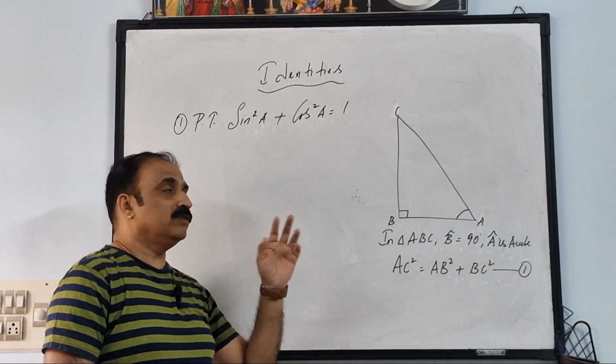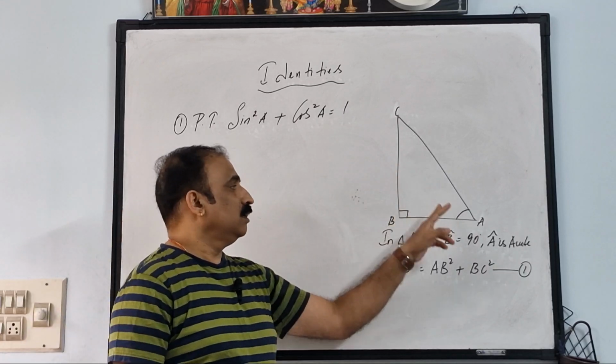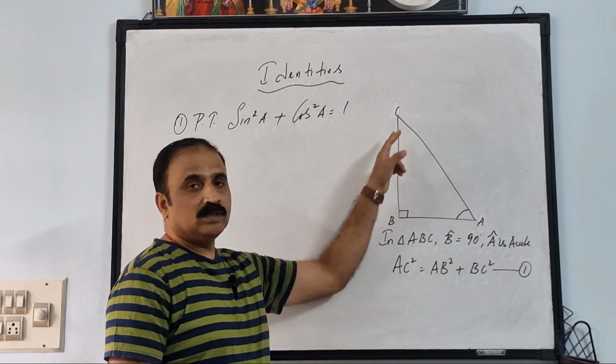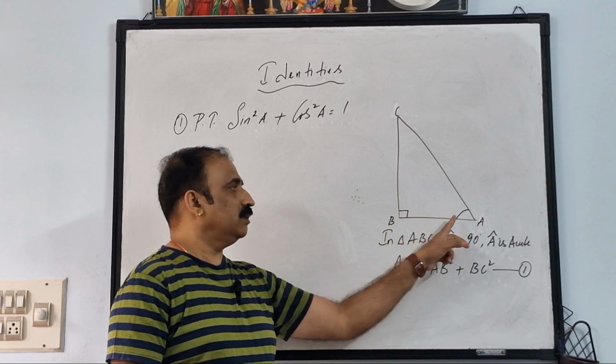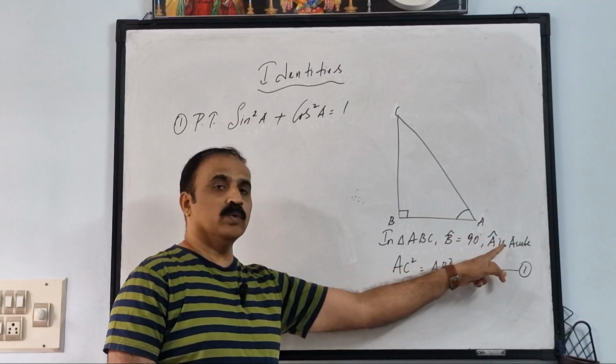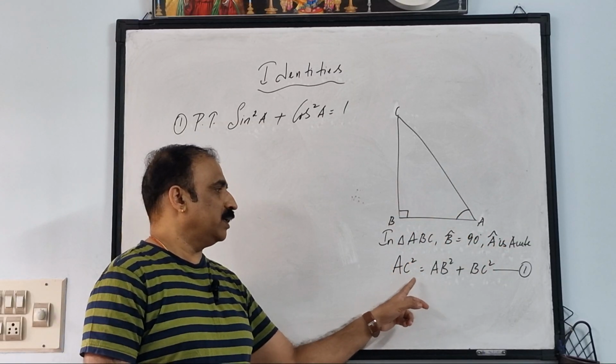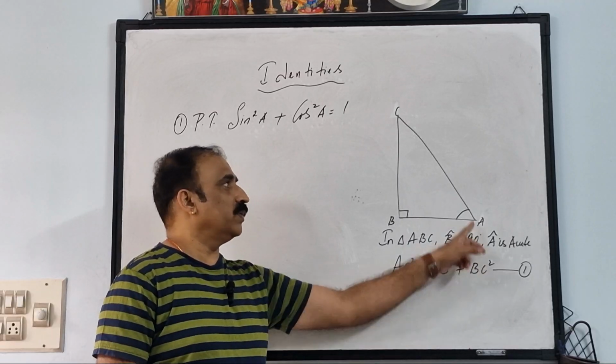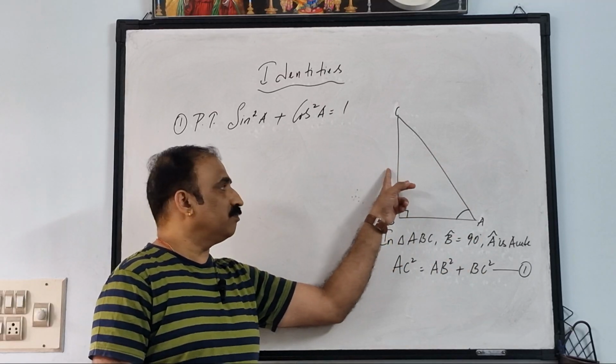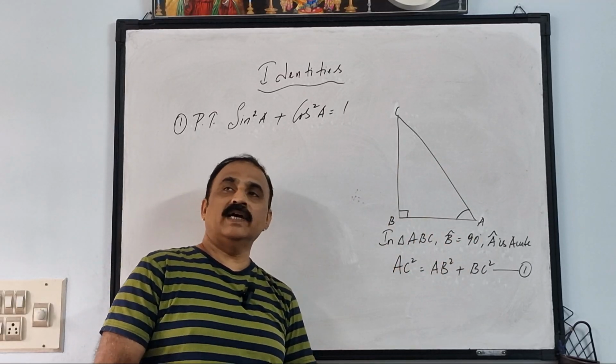Now to prove this we require a right angle triangle. I have taken up triangle ABC, angle B is equal to 90 degrees and angle A is going to be acute. Now according to Pythagoras theorem, AC square is equal to AB square plus BC square. Hypotenuse square is equal to sum of the squares of the other two sides.